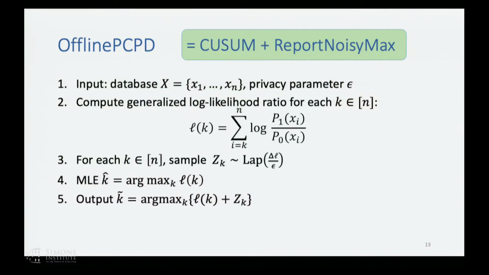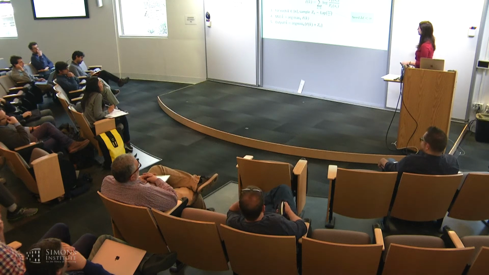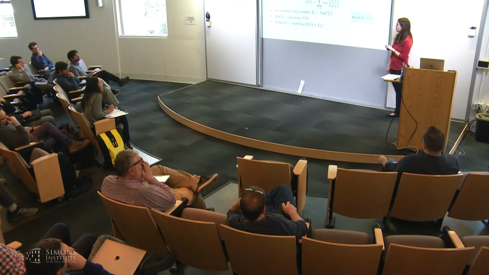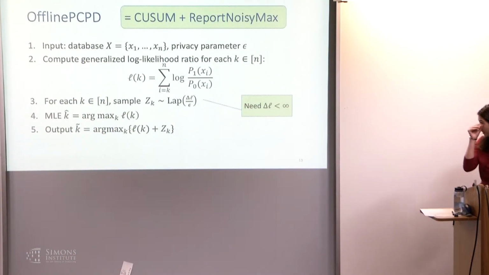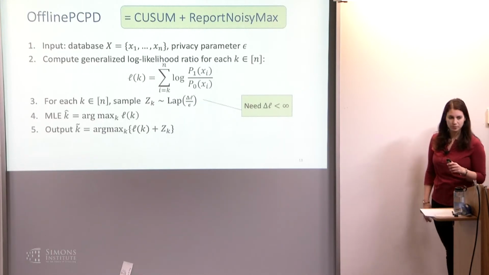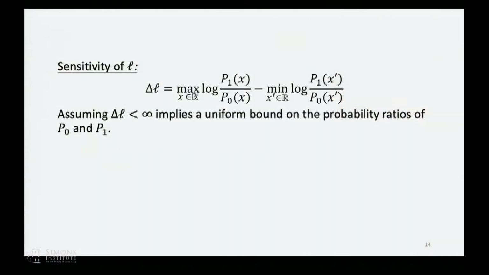Anybody see any problems with this? What is delta L? Yes, good. So one caveat here is that we need this to be finite and hopefully small. So really, what is delta L, and is this reasonable to assume? It turns out delta L is this thing: a difference between the biggest ratio and the smallest ratio within the logs.